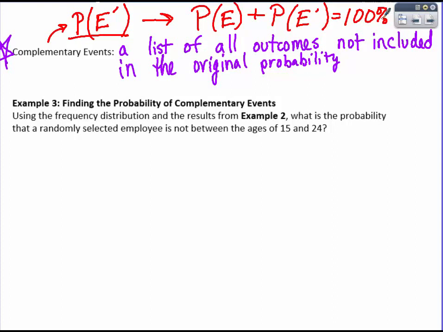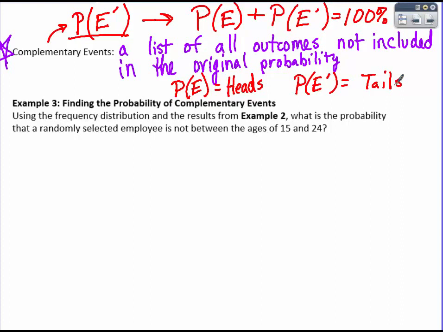So for example, the probability of E, I could say, is getting heads when you flip a coin. The complementary event, or the probability of E prime, is getting tails, right? Heads is the probability of the event. Therefore, the pieces that are not included is the probability of getting tails.